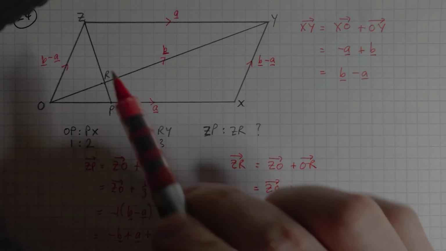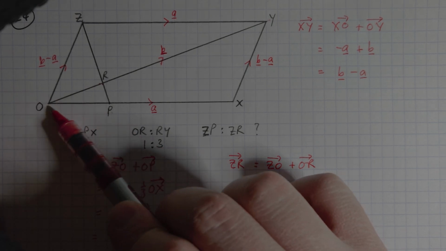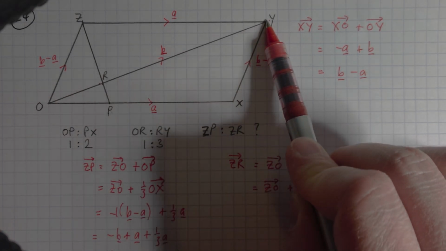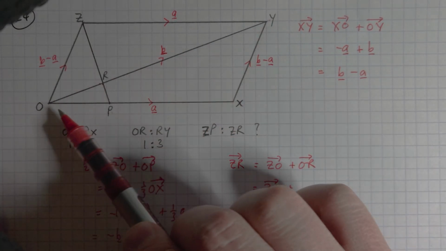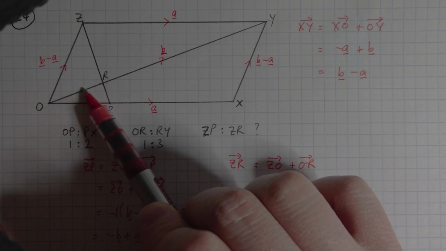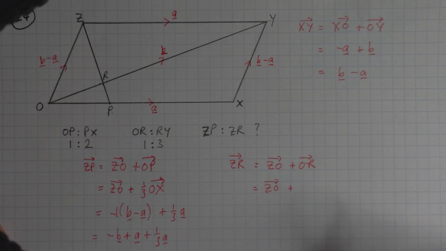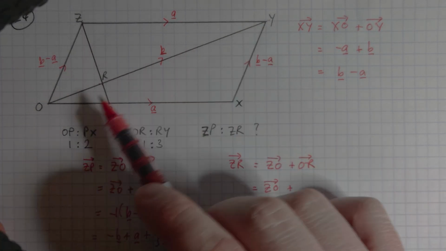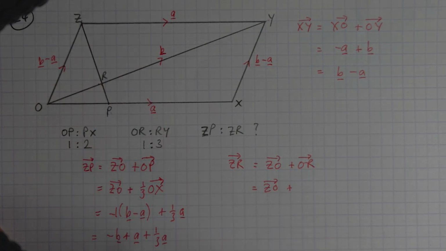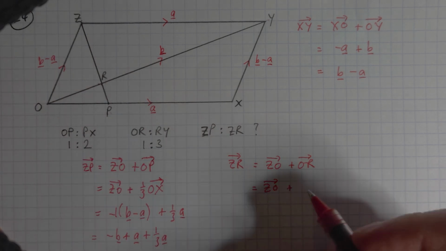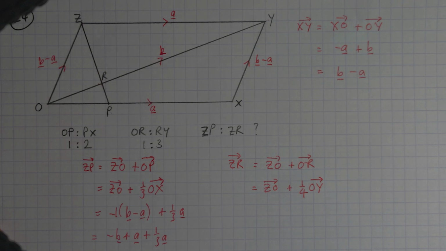OR is just some fraction of the whole jump OY, and like I worked it out before, if OR is 1 part and RY is 3 parts, we've split the whole thing into 4 parts, and so this is 1/4. OR is 1/4 of the whole jump OY. We've got 1/4 and 3/4 basically. And that's why I chose to go this way, because if I was going the other way, I'd have to have a minus 3/4 going on. And that's not especially difficult, but I think I prefer going this way. So ZO, OR. OR we said was 1/4 of the jump OY.